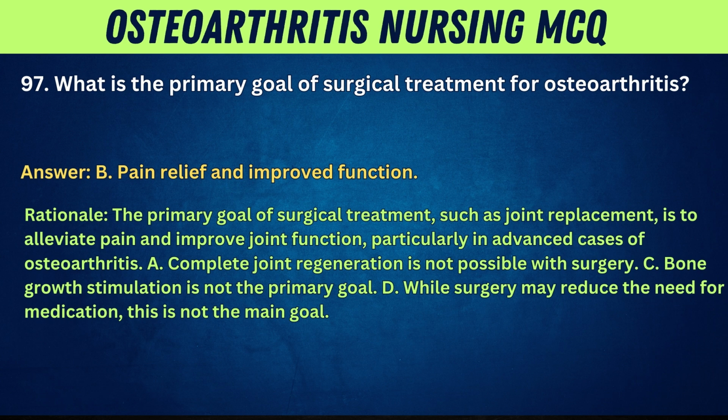Rationale: the primary goal of surgical treatment, such as joint replacement, is to alleviate pain and improve joint function, particularly in advanced cases of osteoarthritis. A. Complete joint regeneration is not possible with surgery. C. Bone growth stimulation is not the primary goal. D. While surgery may reduce the need for medication, this is not the main goal.